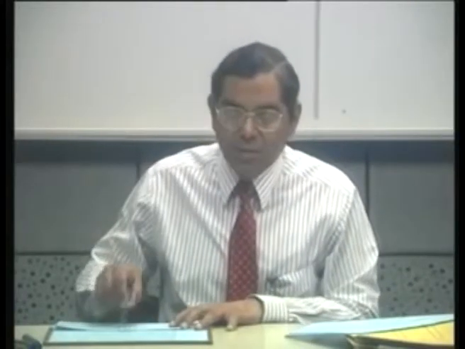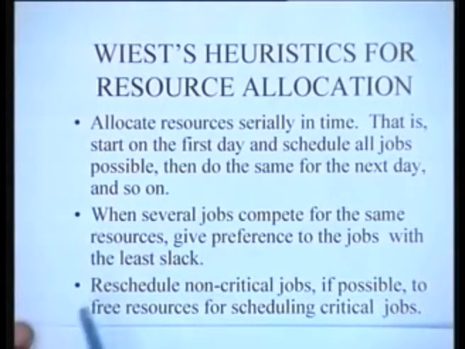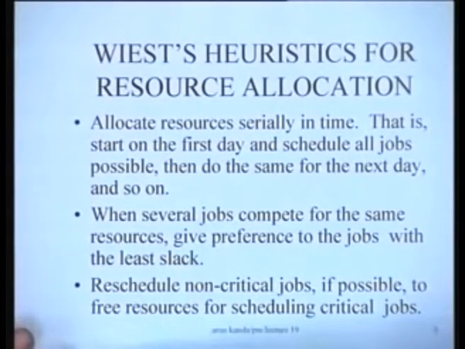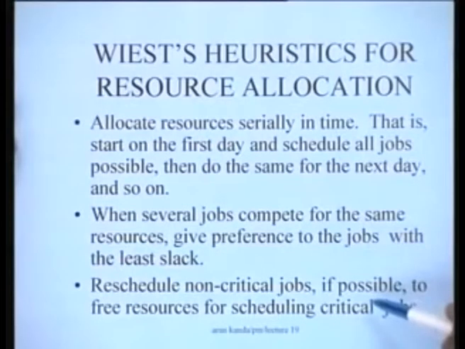So we call these rule 1, rule 2 and rule 3. These are the 3 heuristics on which the Wiest procedure is based for resource allocation. Now what we will do is look at a small problem and try to apply these 3 rules to that problem systematically and see how we can obtain a solution to the limited resource allocation problem. First, let us state the problem.